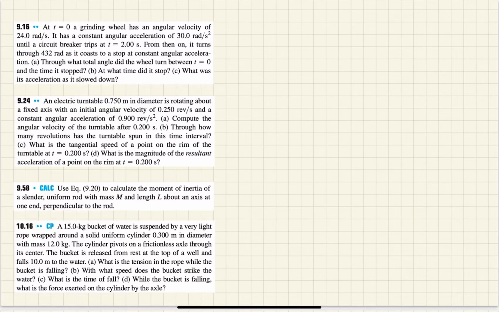But part B is how many revolutions. Again, we don't need to convert. It's better if we don't convert until then. C is the tangential speed. That's when we need to convert. So for now, let's just keep it in revolutions per second.